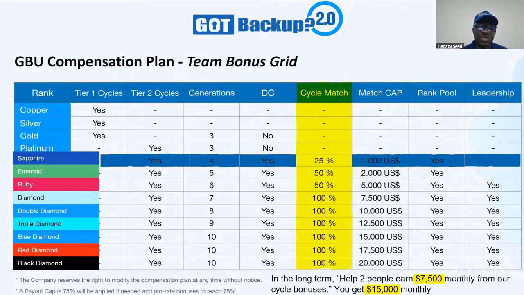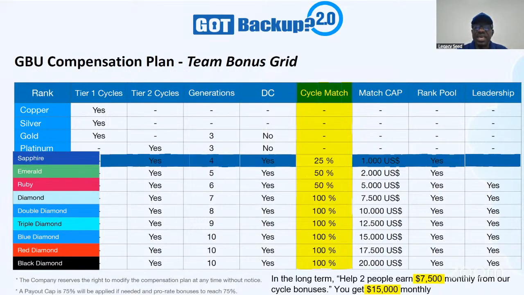Now, the cycle commission affects people who you directly brought onto the Got Backup project, okay? Who signed up as an affiliate on the Got Backup project. You told your brother, your sister, your friends, and there are about 7 of them. No, let's say 10 of them. But out of those 10, you have a total group or organization of 150, let's say, but I'm taking only the 10 that you brought in directly.